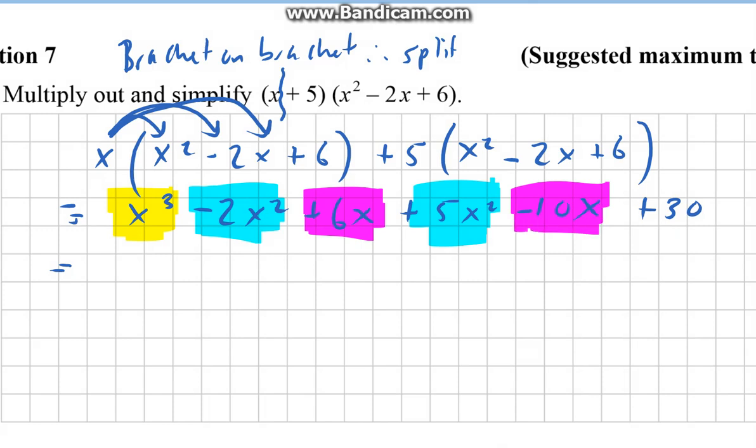So simplify: x cubed, minus 2x squared plus 5x squared will be plus 3x squared, plus 6x minus 10x will give me minus 4x, and then plus 30. And that's my answer.